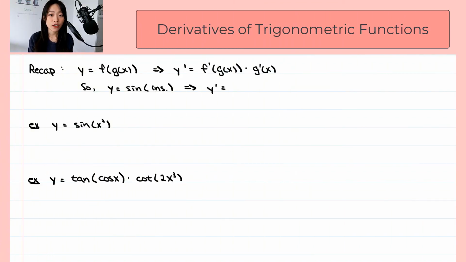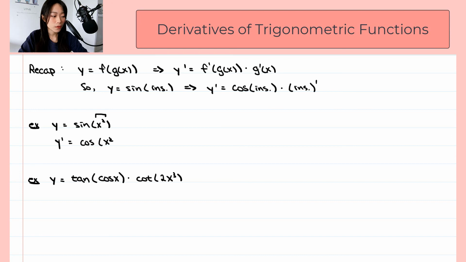Now we're going to look at the chain rule version of the derivative of trigonometric functions. So a quick recap, if y is a composition function, f of g of x, then the derivative of y is the derivative of f, and the input is still g of x, times the derivative of g of x, the inside function. So for example, if y equals sine of an inside function, then the derivative of y is cosine of the inside function times the derivative of the inside function. For example, y equals sine of x squared. So the inside function is x squared. So y prime equals cosine of the inside function, x squared, times the derivative of x squared, which is 2x.